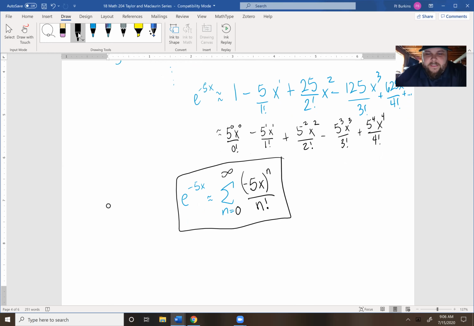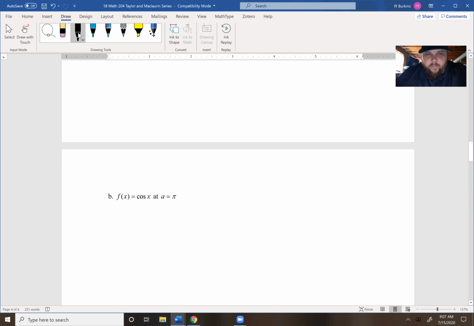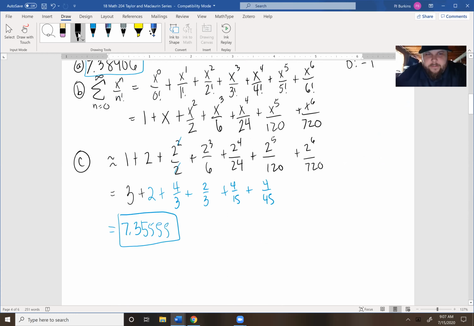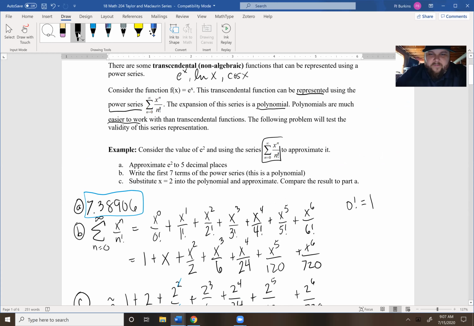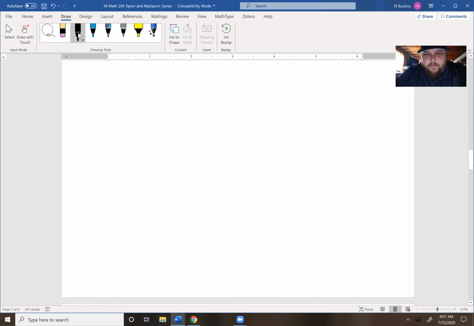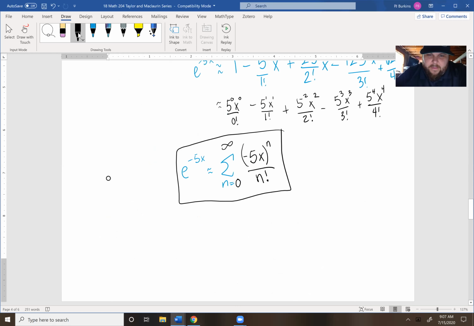You may notice that if I were to go back up here, when we did the e to the x earlier, it was x to the n over n factorial. And now we're doing e to the minus 5x, so it became minus 5x to the n over n factorial.